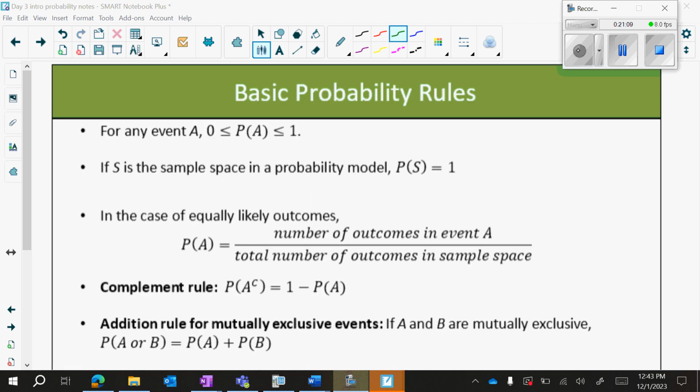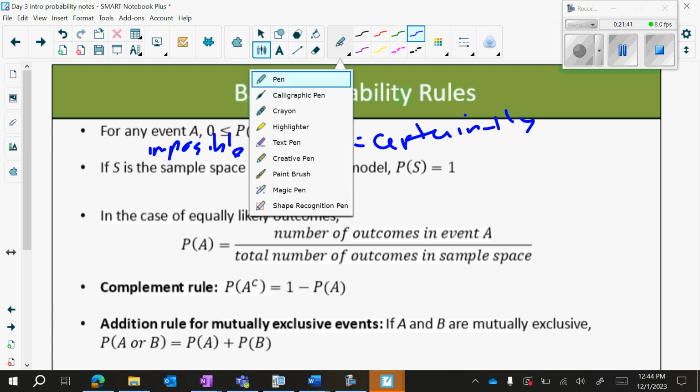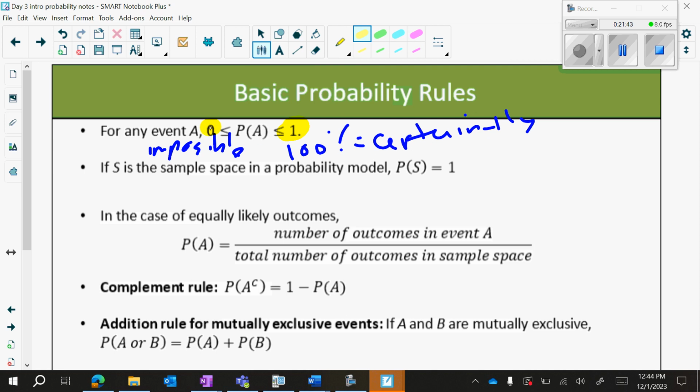So the last thing I want to do is sum up this slide here. These are all the basic probability rules. The first one says the probability of any event is between 0 and 1. Okay, that means that the highest the probability could be is 1 or 100%. That is called certainty, aka 100% possibility. And 0 is called impossible. Okay, so probability is usually a number in between 0 and 1.